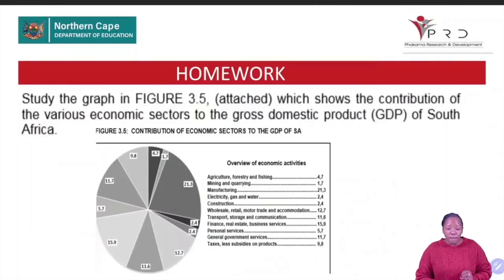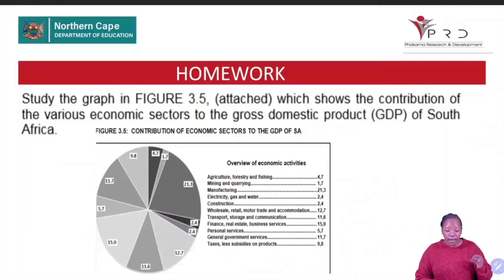Then I'm going to give you the homework. In your homework, this is the first slide whereby you are given a figure, 3.5, attached there, which shows the contribution of various economic sectors to the gross domestic product, which is the GDP of South Africa. There you are given agriculture, forestry, as well as fishing. By now you're supposed to know this is a primary sector. With what percent? It's 4.7%.